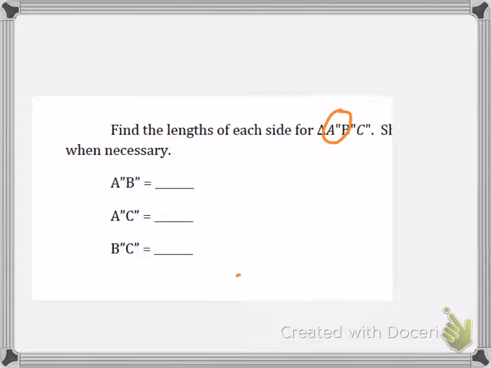So A double prime, B double prime should still be 2 units. A double prime, C double prime should still be 5 units. And B double prime, C double prime should still be approximately 5.9 units. Again, the idea being that a translation and a reflection do not change the size of the shape.